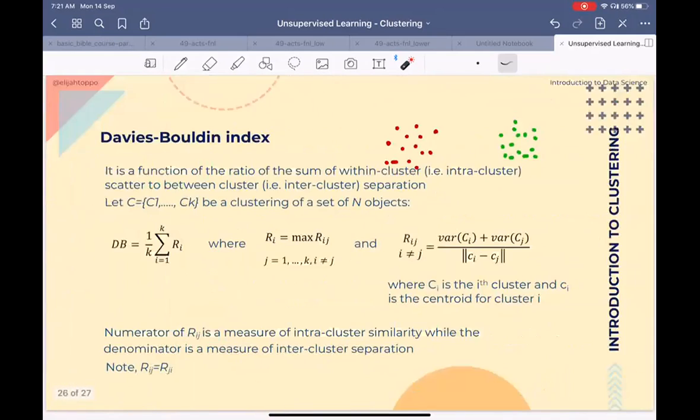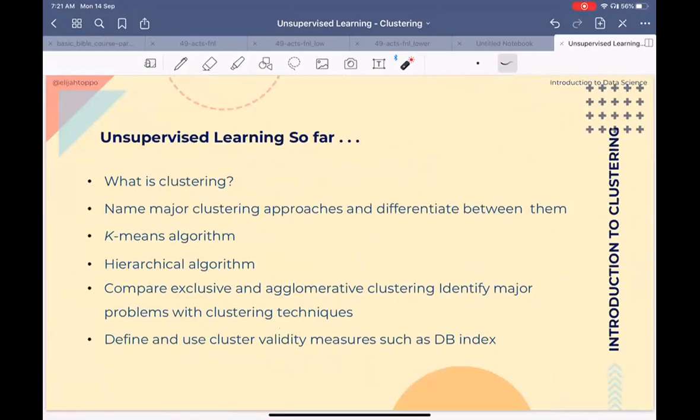Nonetheless, what we have seen so far is what clustering is. We have seen the major approaches on how clustering algorithms work and how to differentiate between them. We saw two algorithms, the k-means algorithm and the hierarchical algorithm. We saw how to compare exclusive and agglomerative clustering, what the major problems with clustering techniques are, and how to define and use a cluster validity measure such as the Davies Bouldin index.